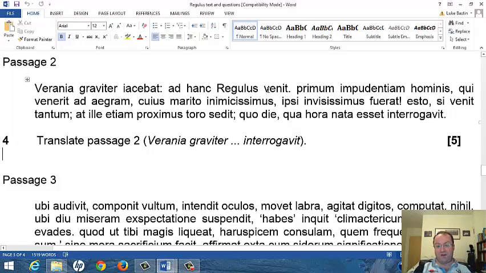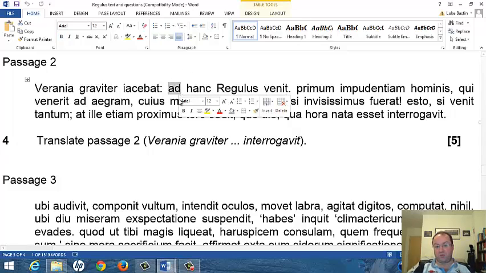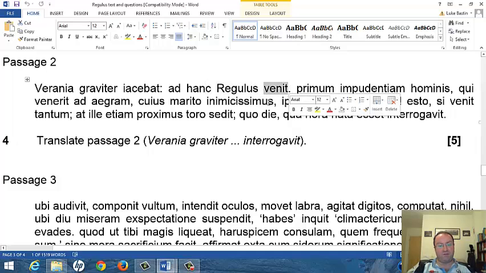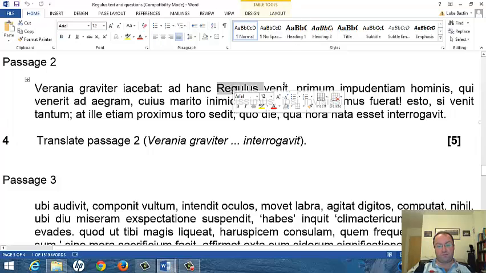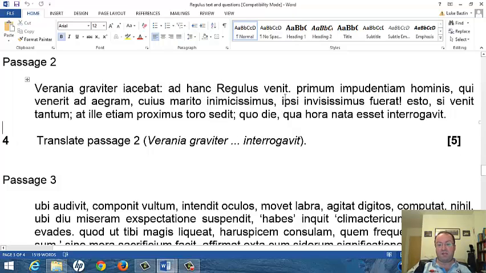Ad hanc Regulus venit, again ad meaning to or towards. Hanc comes from hic haec hoc. Notice how hanc is feminine here because it is referring back to Verania. So we could translate this as this woman or her, both equally good. I don't mind which, and nor will an examiner, more importantly. Regulus is our nominative and venit is our main verb. So Regulus came to her. Regulus visited her. Okay, next bit.